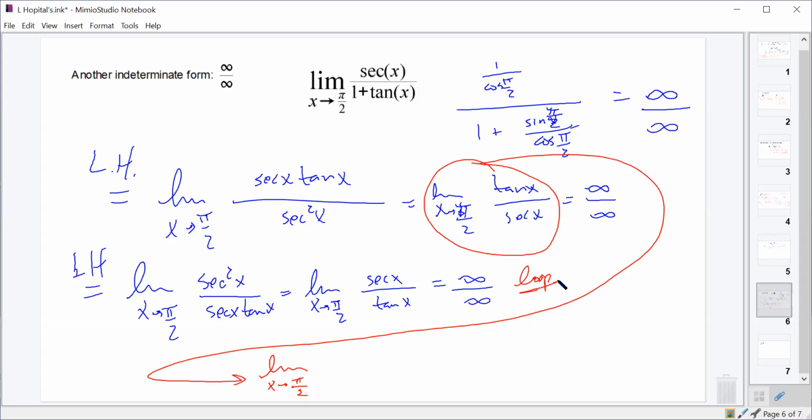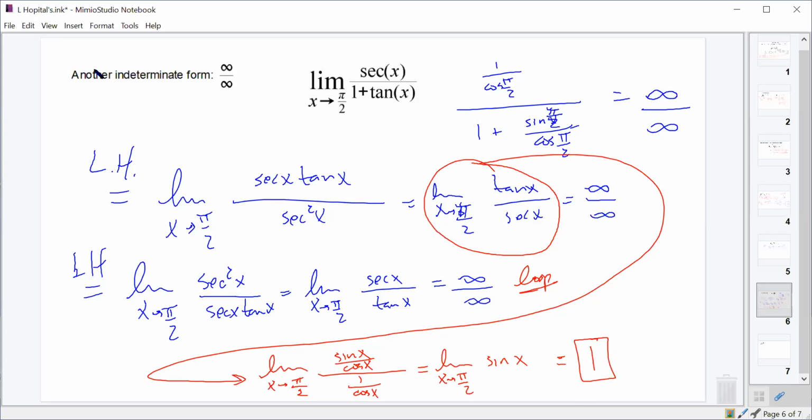Sine over cosine over 1 over cosine, which ought to give us just sine x. And what's the limit as x approaches pi over 2 of sine x? One.